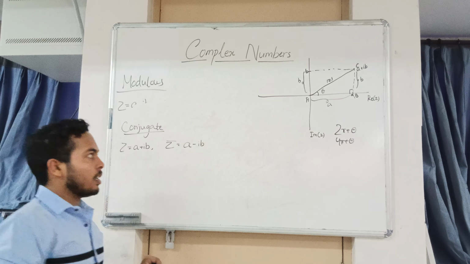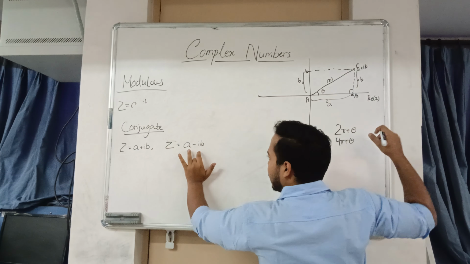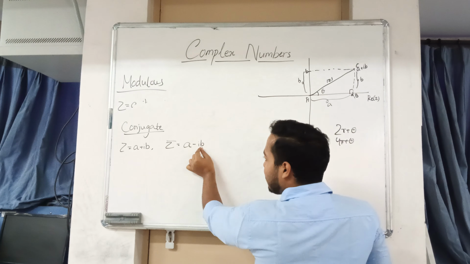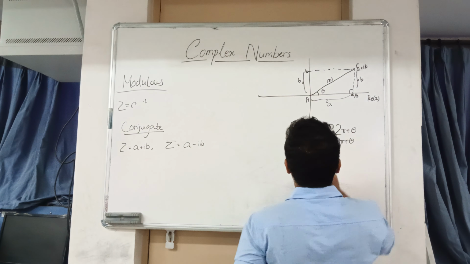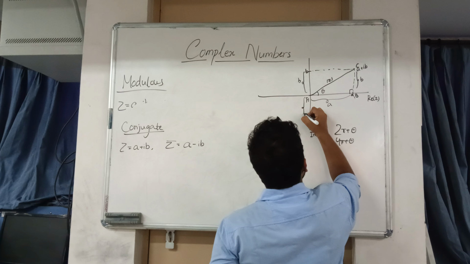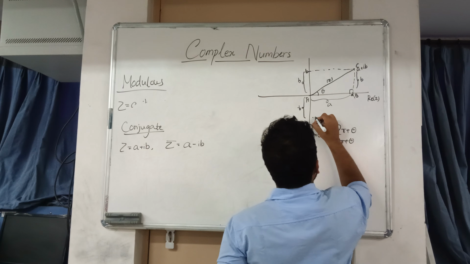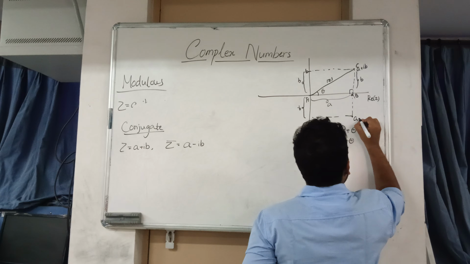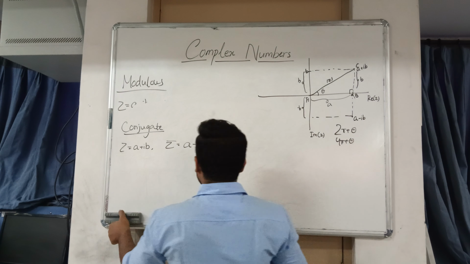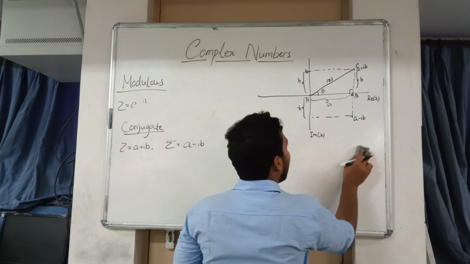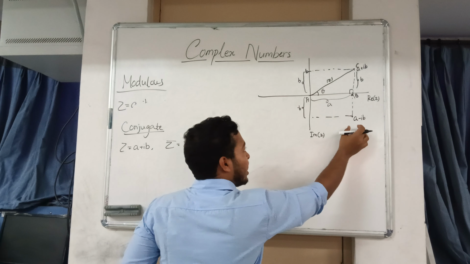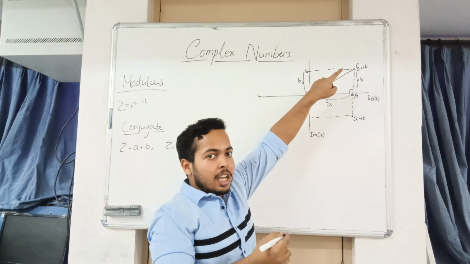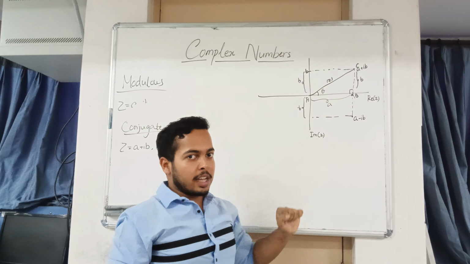Now let's plot it graphically. The real part of the conjugate of the complex number remains the same, but the imaginary part is minus b units. So taking minus b units from the origin, I come to this point. So this would be my a minus ib. As you can see from the graph, a minus ib is the reflection of the complex number a plus ib with respect to the horizontal axis.